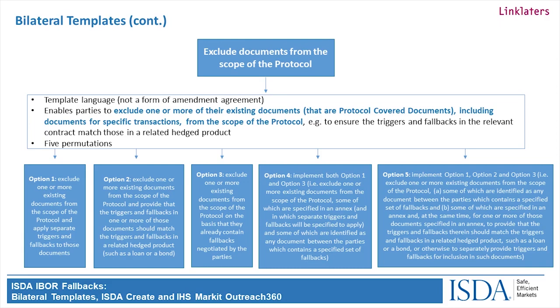Option 4 effectively combines option 1 and 3. So this allows you to exclude documents from scope, as well as exclude documents that have negotiated fallbacks, and in their place, you can contemplate alternative triggers and fallbacks. And option 5 essentially combines options 1, 2, and 3. So you can exclude the protocol from applying to identified documents, as well as documents which contain negotiated fallbacks, and also then contemplate alternative triggers and fallbacks, as well as contemplating that a floating rate option will track the approach taken in a cash instrument that is being hedged.